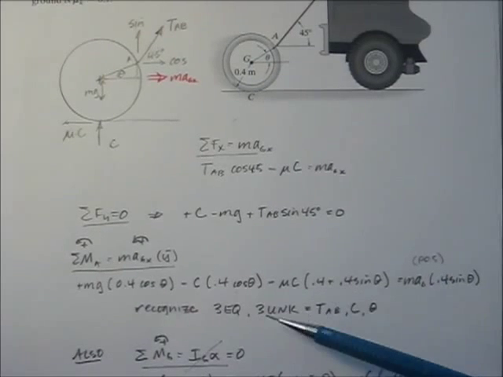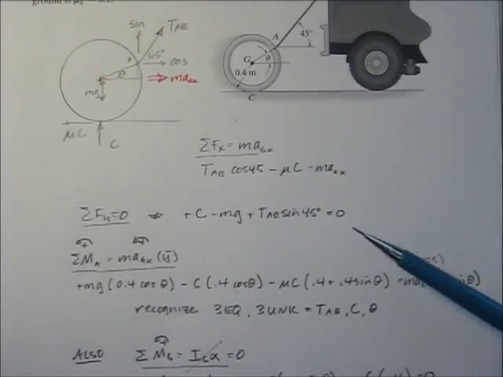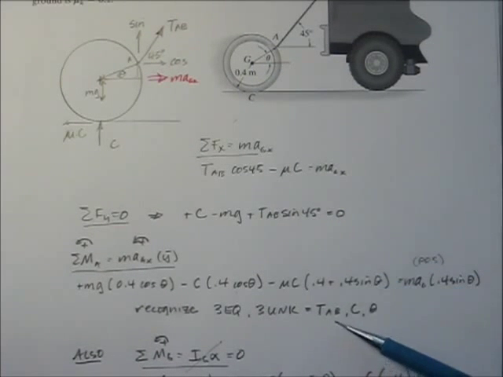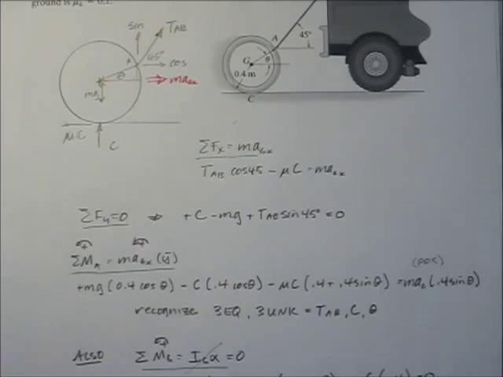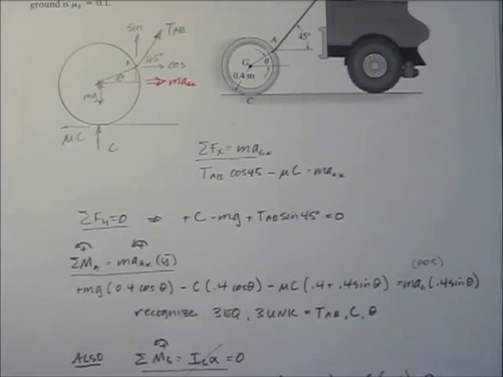If I do that, then I recognize I have three equations, three unknowns. My unknowns in these three equations are the tension, the normal force at C, and theta, and I can use some substitution magic to resolve for those three.